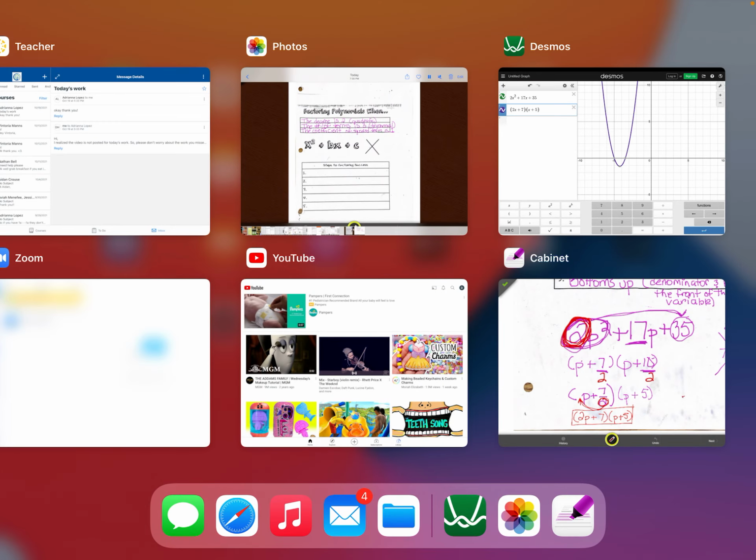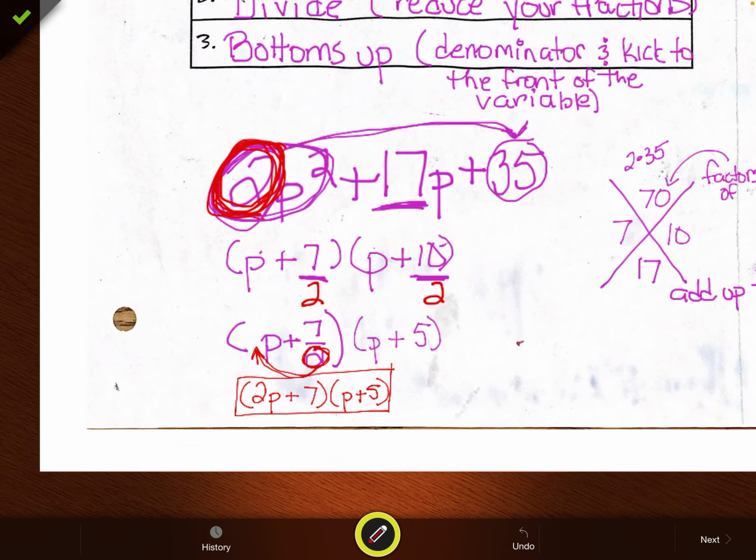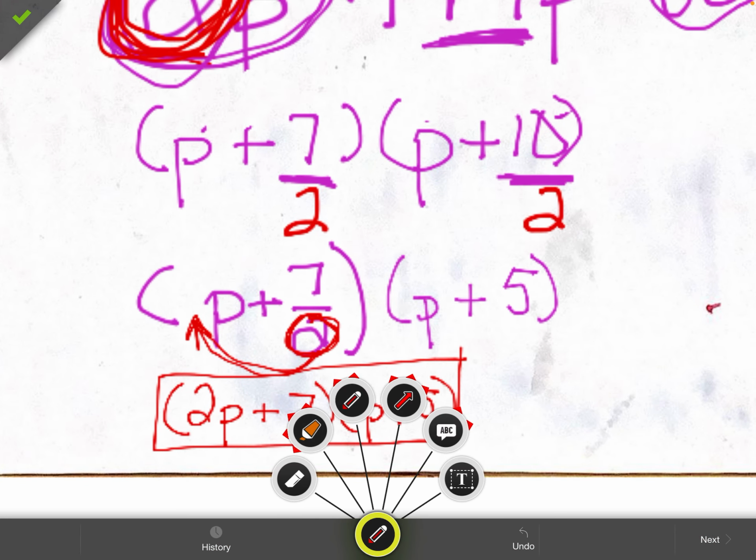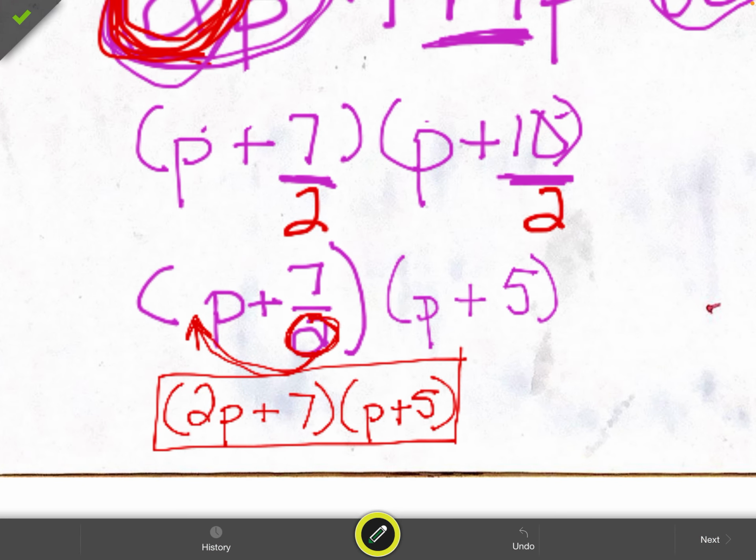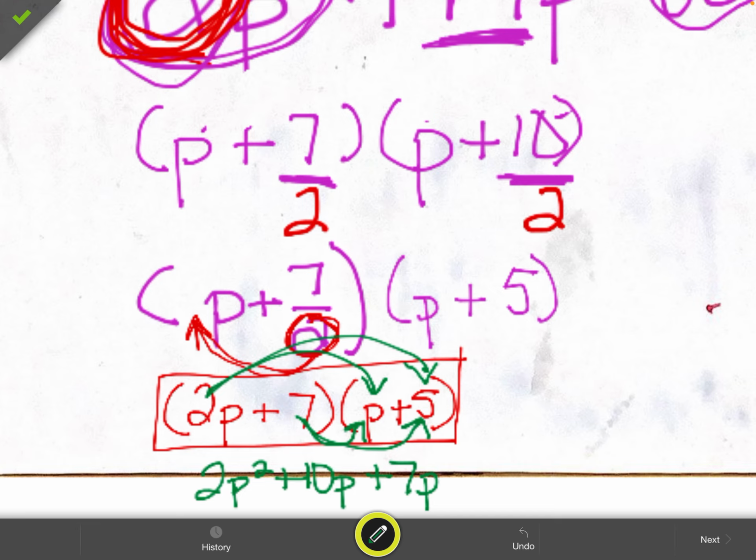Now again, the old school way, the ancient way to check that, if you don't like typing stuff into Desmos, is that you would have to come here and do, what's 2p times p? That would be 2p squared. What's 2p times 5? That would be 10p. Then you have to do the same for the 7. What's 7 times p? 7p. What's 7 times 5? 35. Combine your like terms here in the middle. That's where we're coming up with 17p. So, I wouldn't do that. That takes a lot more effort than checking it in Desmos.